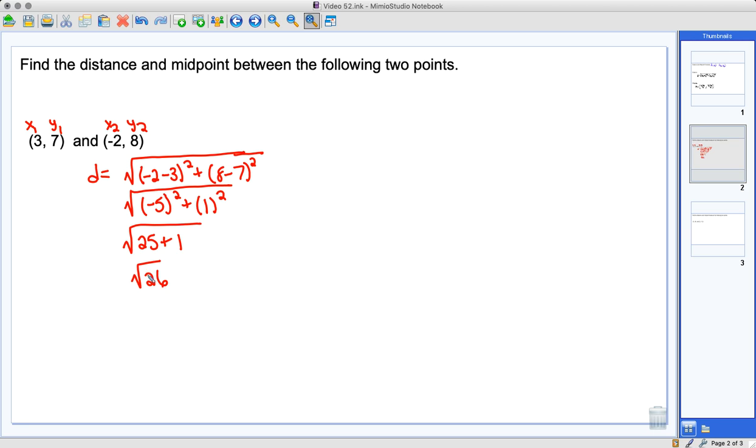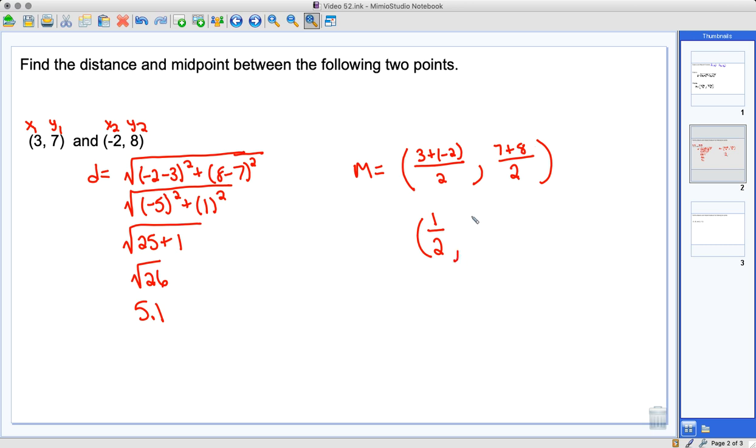If you want to leave it as square root of 26, that's fine. If you want to get a decimal, type it into your calculator, and you will get 5.1. So then midpoint, so we take x1 plus x2 divided by 2, comma, y1 plus y2 divided by 2. So 3 plus -2 is 1. So you get 1/2.